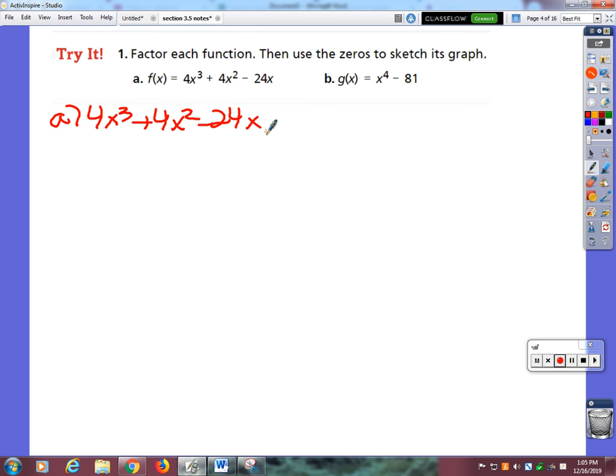What can you factor out of each term of this polynomial? 4x. So if I factor a 4x out of 4x cubed, what am I left with? x squared. If I factor a 4x out of 4x squared, what am I left with? Just plain old x. And if I factor 4x out of negative 24x, what am I left with? Negative 6. 24 divided by 4.